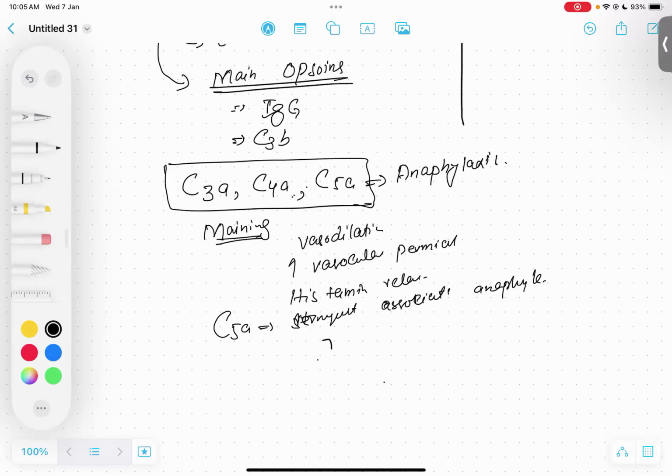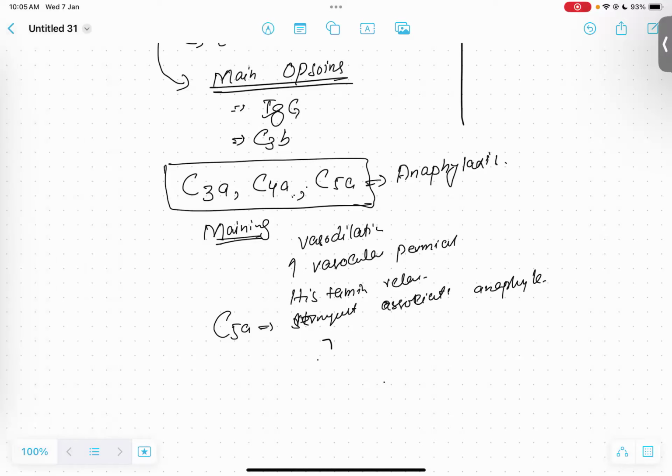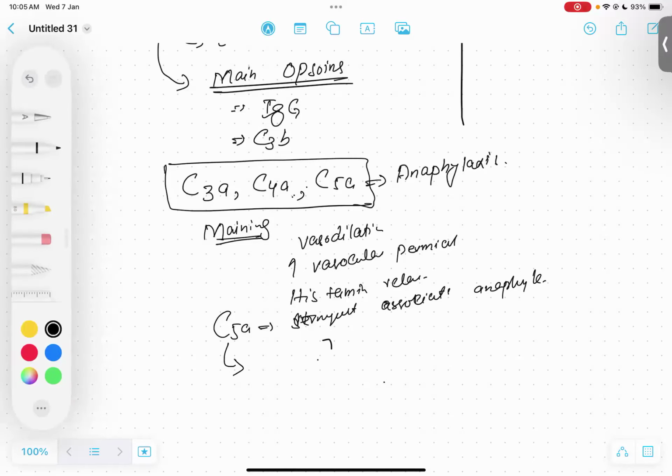Okay, doctors? And this C5a will also act in one more way: it will lead to neutrophil chemotaxis as well. So this C5a will attract neutrophils.